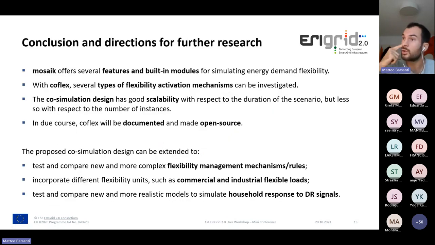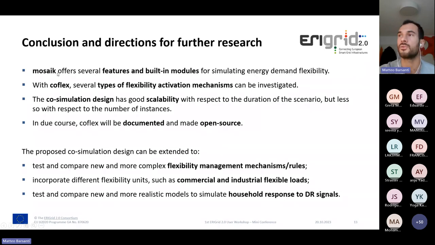And just to briefly conclude, the idea is to make this model fully documented and open source, because we want to use it for our models, but also make it available for other researchers to test different types of management models, and also different rules for coordinating and aggregating flexibility.